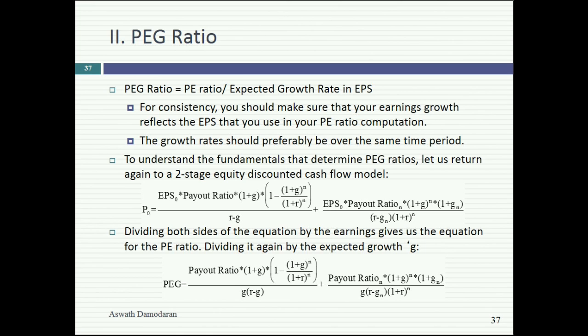So about 20 years ago, and actually a little longer maybe, analysts following high growth companies decided that they were going to adapt the P/E ratio to allow for the fact that high growth companies have high P/Es and low growth companies have low P/Es. And here's what they did. They took the P/E ratio and they divided by the expected growth rate in earnings.